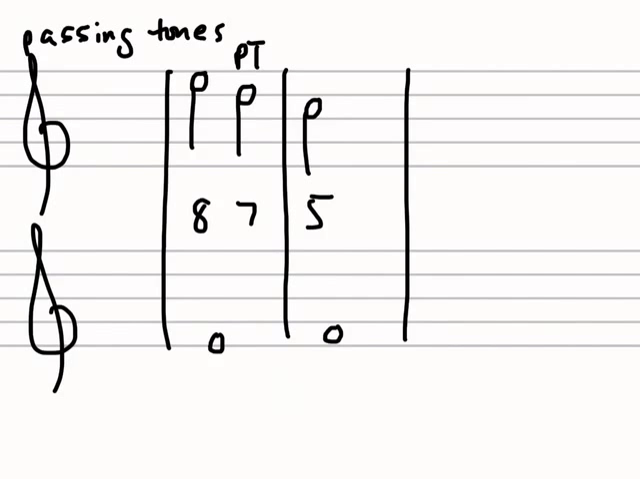Notice the features. I'm going into it by step. I'm continuing by step in the same direction. And both downbeats here and here are consonances. Whether they're perfect or imperfect consonances, this can work either way. It's good to use passing tones. They make the line smoother, and they're one of the features of second species.